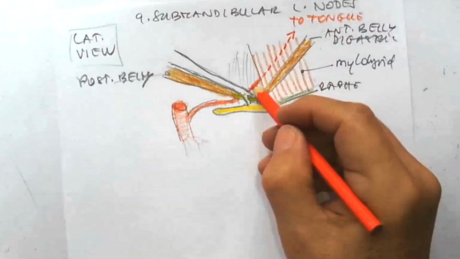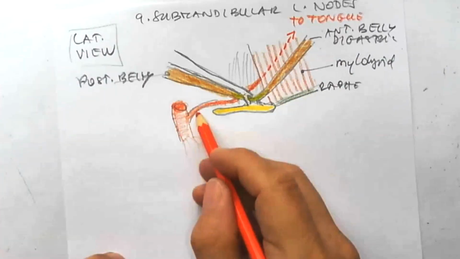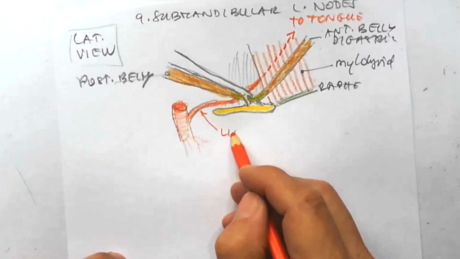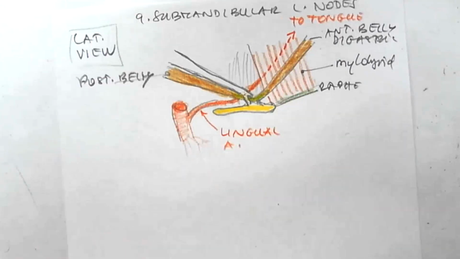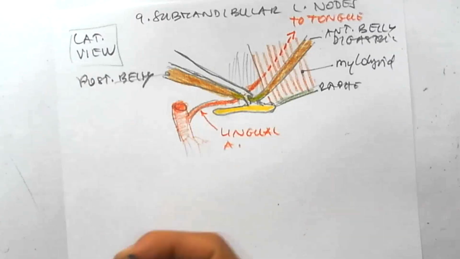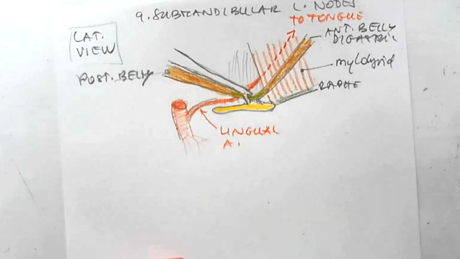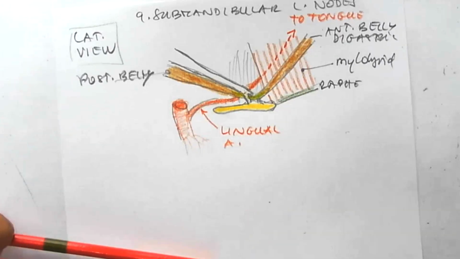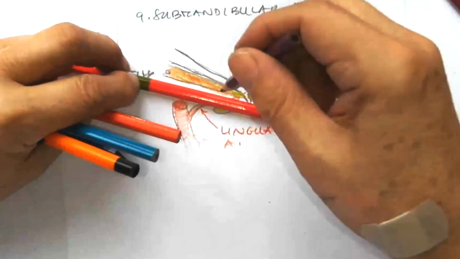Yes, to the tongue. Lingual artery, yes. As we said, the lingual artery passes through this space. Here we can dissect and ligate this artery. Using a different color, maybe that color would be good, or even violet would be better.